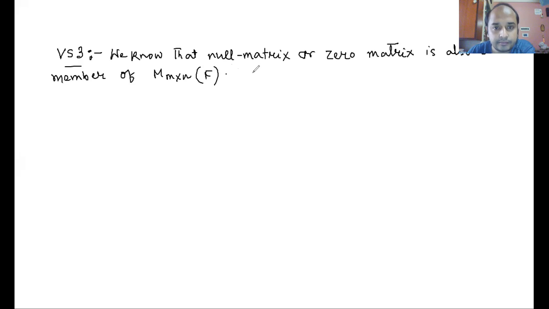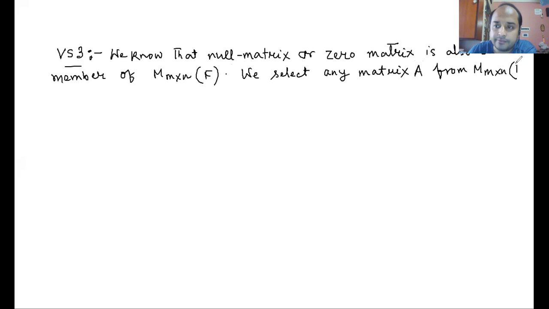And we select any matrix A from M cross N F, and the null matrix. Let us denote this null matrix by 0 bar. And we consider this matrix to be of order M cross N, because otherwise we shall not be able to add the two matrices.